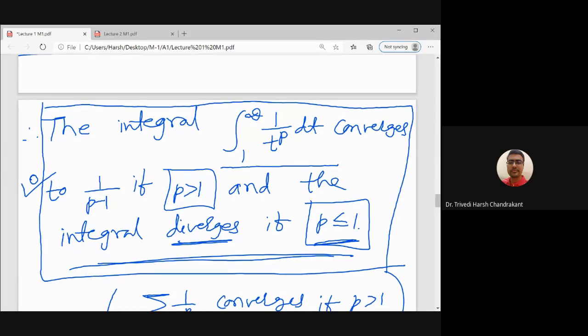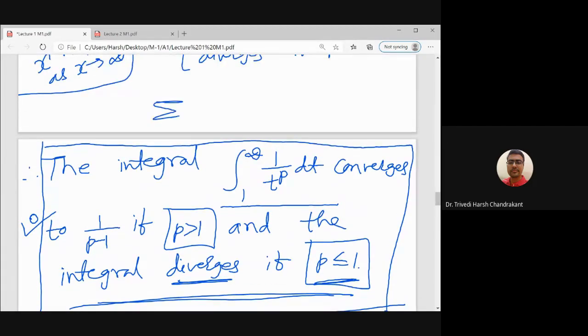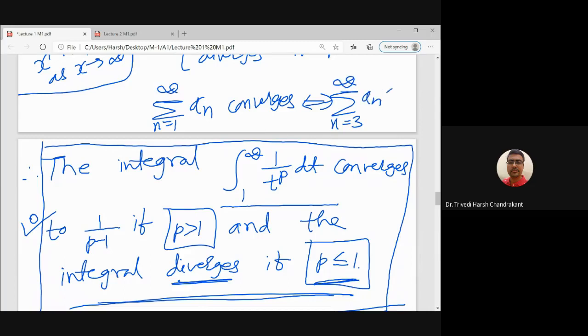And we know that whenever we have a series sum from n equal to 1 to infinity of a_n, this converges if and only if the sum from any other number to infinity of a_n also converges. Similarly here, whether I am taking the integral from 1 to infinity or from some number, let us say 3 to infinity, the convergence will not change. So the integral from 3 to infinity also converges if p is greater than 1, right?